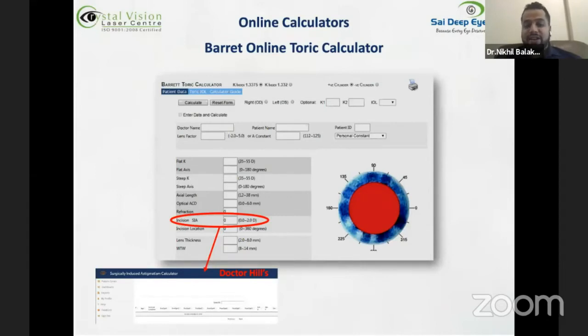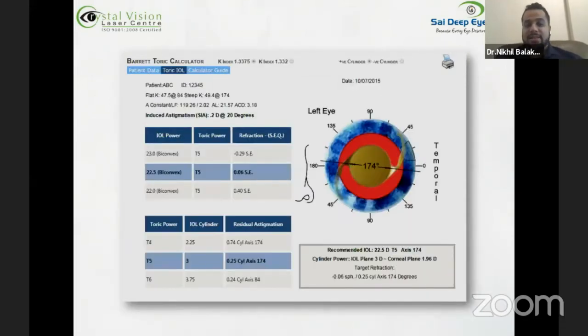You have to enter the different keratometry values, the axial length, the anterior chamber depth, your refraction, your SIA, which is the surgically induced astigmatism, which one can calculate on Dr. Hill's website. The lens thickness and white to white can also be added, which gives you more accurate readings because it also takes into consideration the effective lens position. This is the sheet which you get later on.